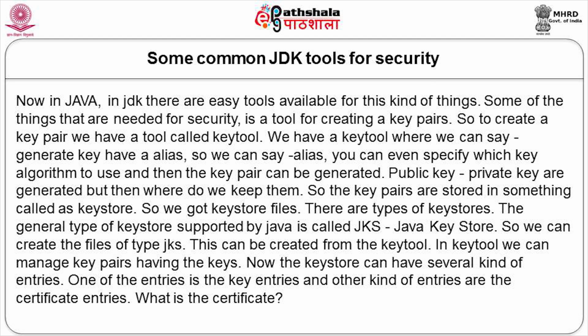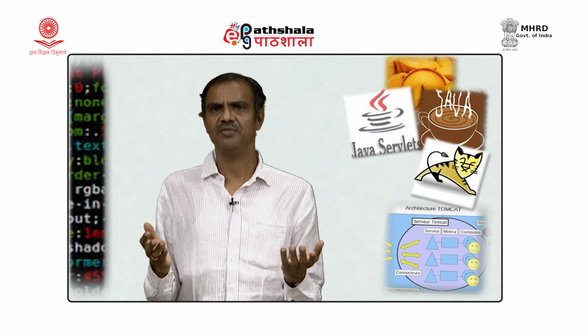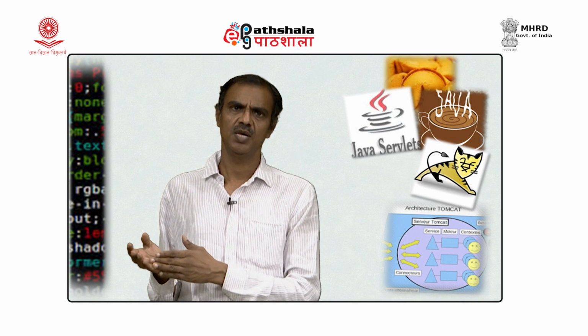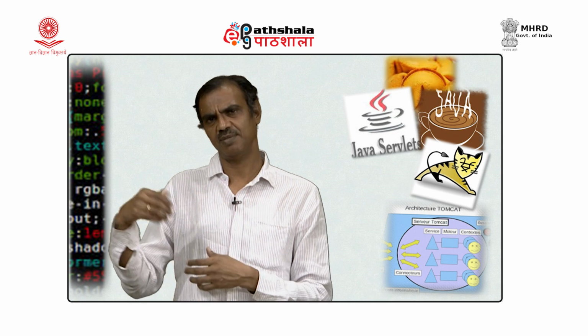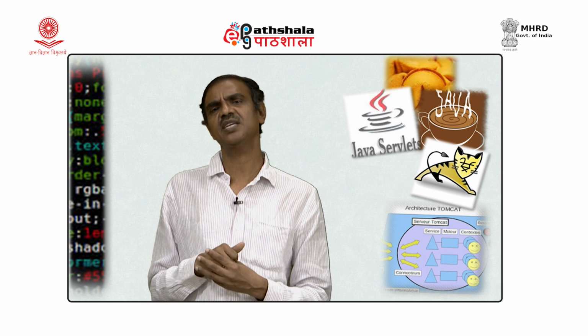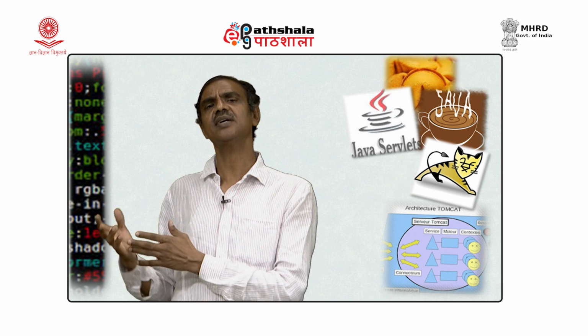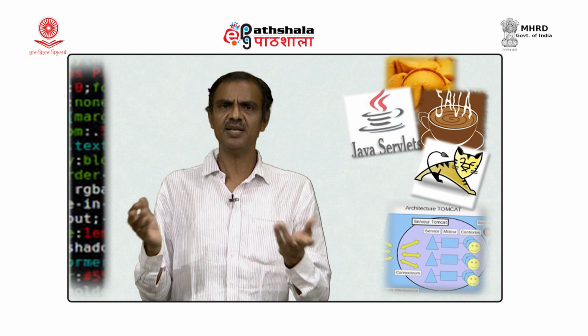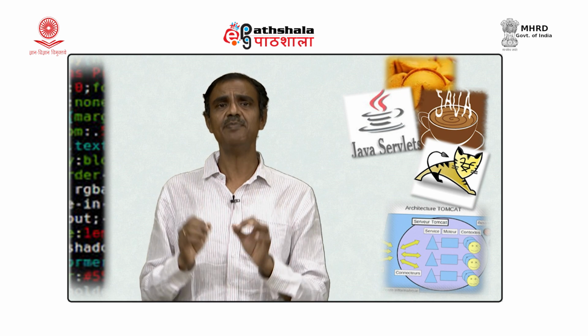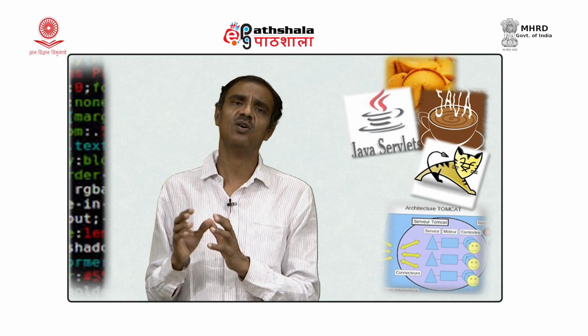Some of the things which are needed here for security: one thing is some mechanism to create key pairs. How do I create a key pair? For creating a key pair, we have a tool called keytool. With keytool we can say -genkey, and have an alias, so you can say -alias. You can even specify which key algorithm to use, and then the key pair, public key and private key, can be generated. But where do we keep this key pair? The key pairs are stored in something called a Keystore.